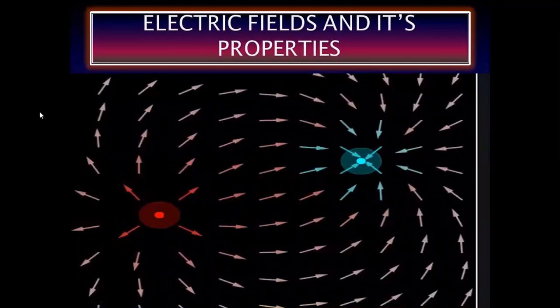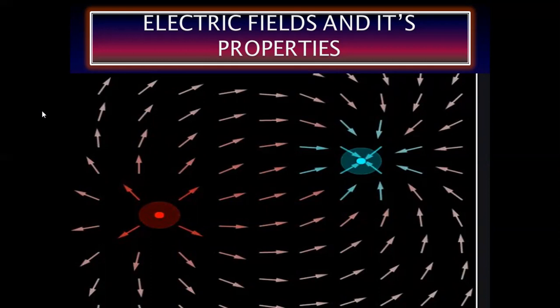Our topic is electric field and its properties. First, we want to discuss the electric field. The concept of electric field is introduced to explain the interaction between two charges. They may be similar or dissimilar. If they are similar, that is two positive charges or two negative charges, they repel each other. Otherwise, if they are dissimilar or opposite charges, they experience an attractive force.